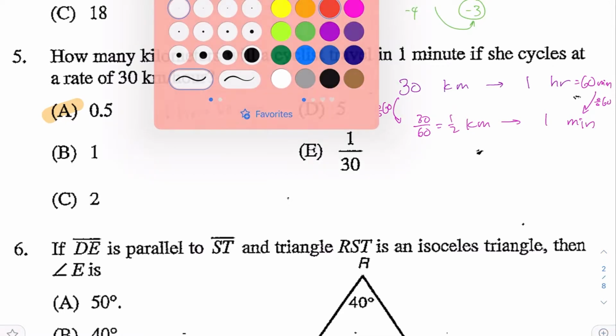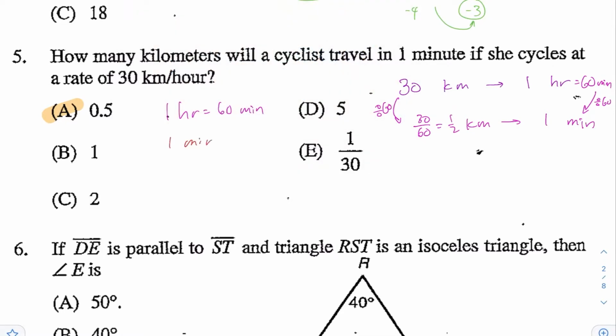And then the next piece of info you can use is that 1 minute is equal to 60 seconds. Or actually, we can just stop at the minutes. We don't need to find these seconds. So here the answer will just be 1/2 a kilometer, which is choice A.